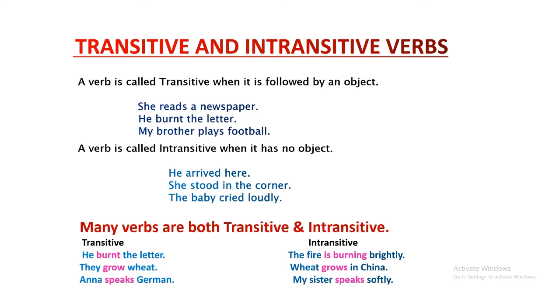They grow wheat. In this sentence, grow is a transitive verb because it is followed by the object wheat. Wheat grows in China. In that sentence, grows is an intransitive verb. Anna speaks German. The verb speaks is a transitive verb. It is followed by the object German. Anna speaks what? German. My sister speaks softly. Softly is the adverb here. It's not an object. So the verb speaks is an intransitive verb.